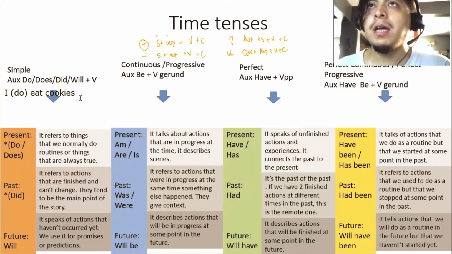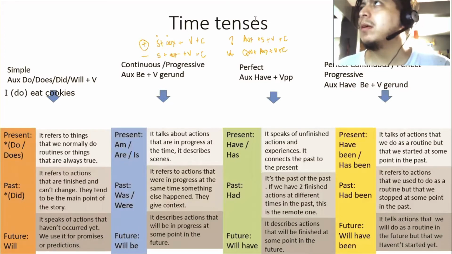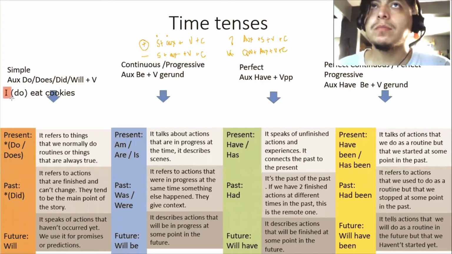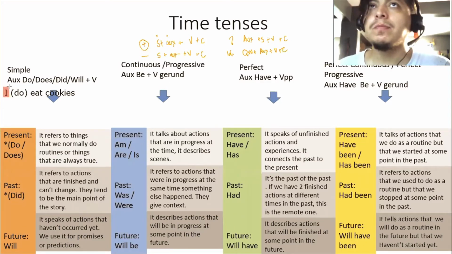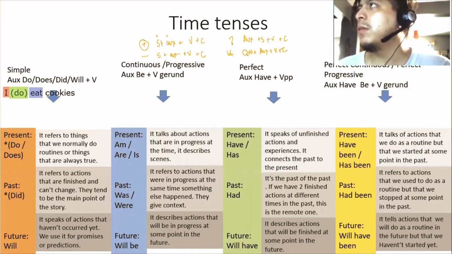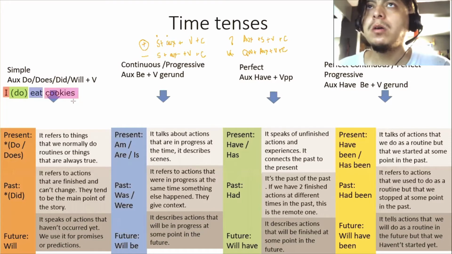We have, again, let me just change the colors. We have the subject. We have the auxiliary, but we are not using it. We have the verb, eat. And we have a complement that is going to be a pink one, cookies. I eat cookies. Subject, auxiliary, verb, and complement. Very good. Perfect. No problem.